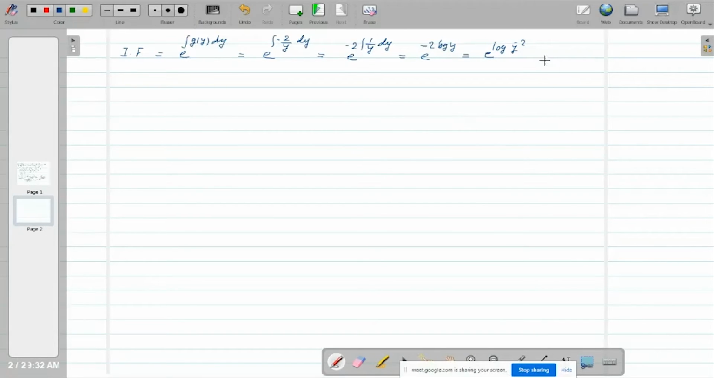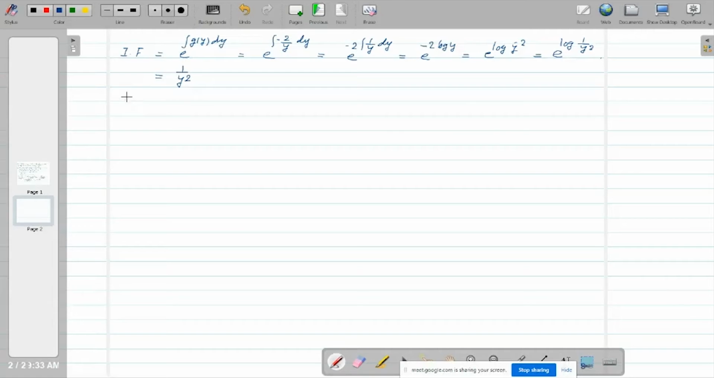This can be written as e raised to log of 1 upon y square. So this simply can be written as 1 upon y square. So 1 upon y square is the integrating factor.